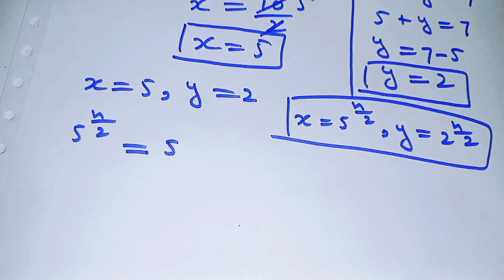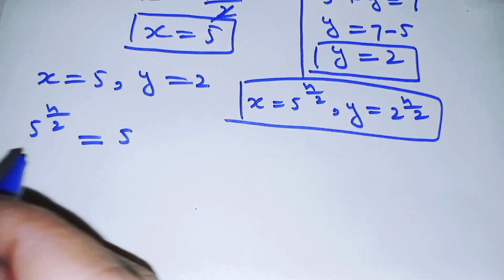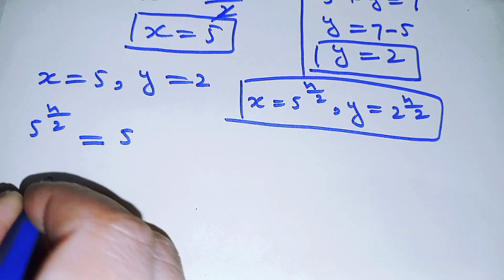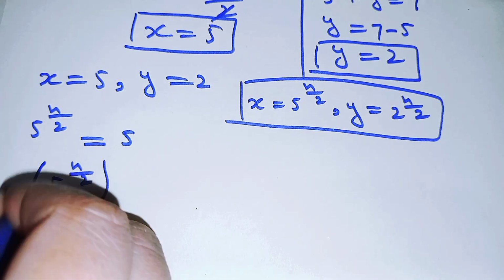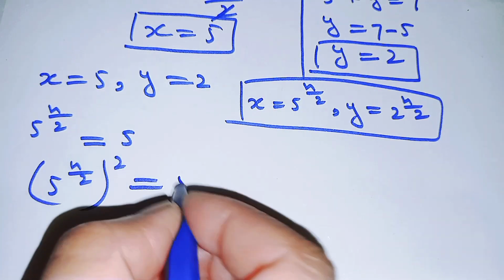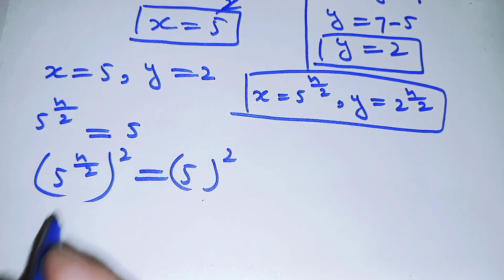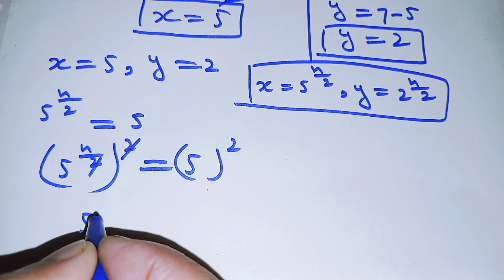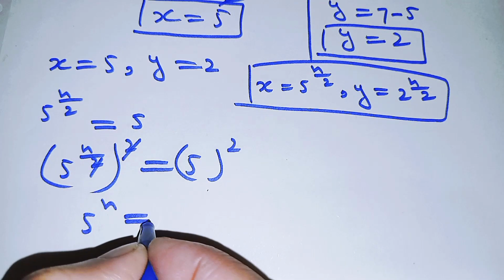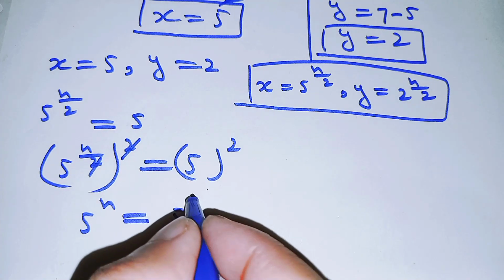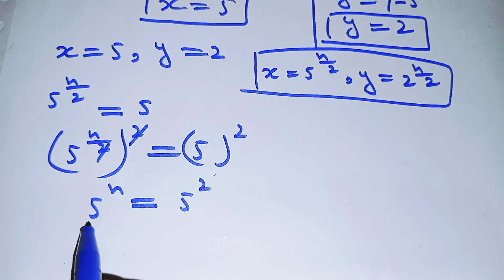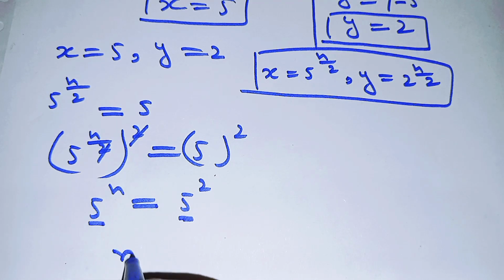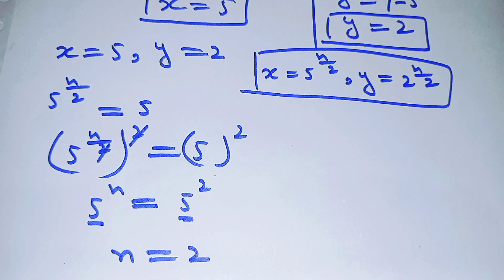Now here we raise both sides to the power of 2, so 5 to the power of n over 2, to the power of 2, is equal to 5 to the power of 2. The 2 cancels out with the 2, and the remaining is 5 to the power of n, which is equal to 5 squared. Now the bases are the same, so we can write their exponents, and n is equal to the value of n.